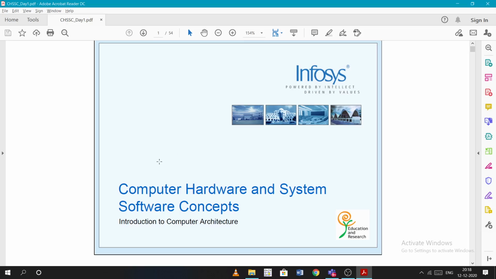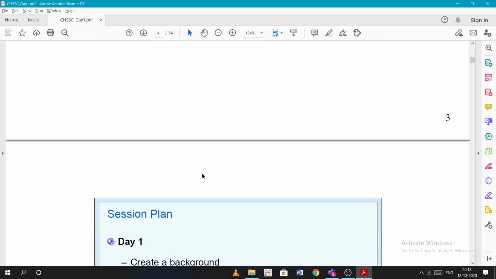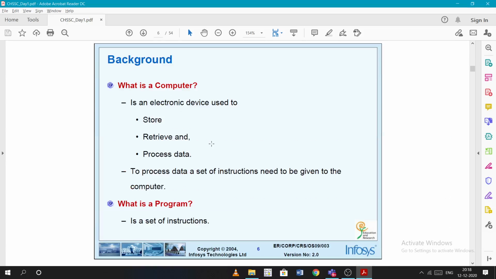So now I'm going to tell about computer hardware and system software concepts. So in this we'll see about a few things. So what is a computer? A computer is an electronic device used to store and retrieve and process data. To process data, a set of instructions need to be given to the computer, right? And what is a program? A program is a set of instructions.